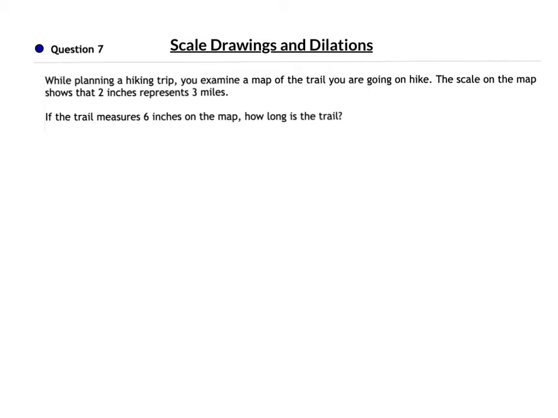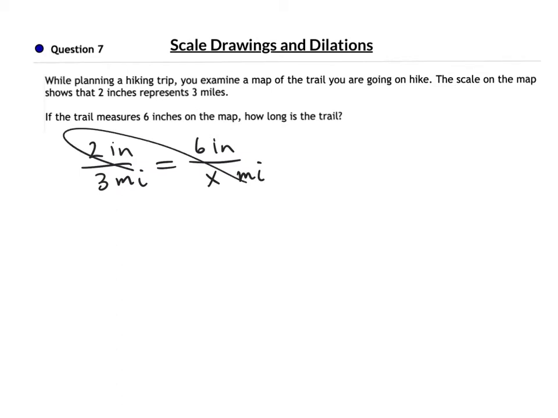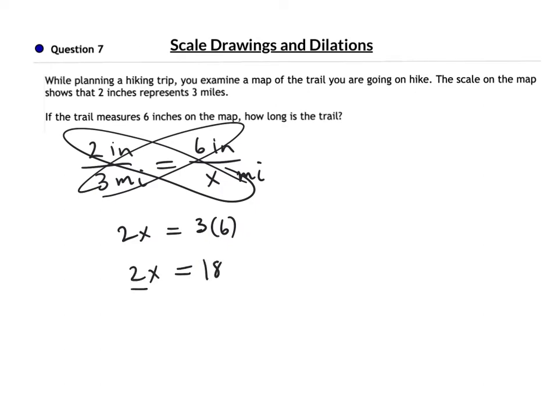Question 7 is just like the one in the teaching again. 2 inches represents 3 miles. The trail is 6 inches. Inches go in the same spot. Put our x below. It will be in miles and cross multiply. 2x equals 3 times 6. 2x equals 18. Divide by 2, and x is 9. 9 miles.